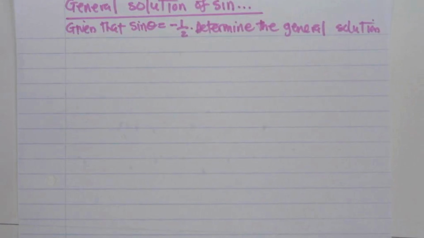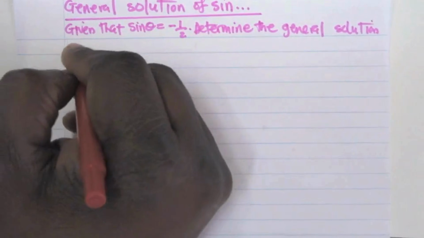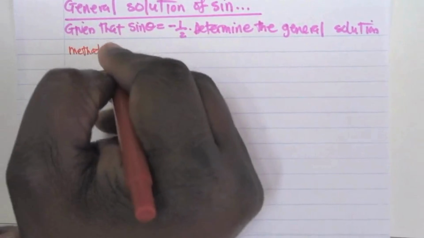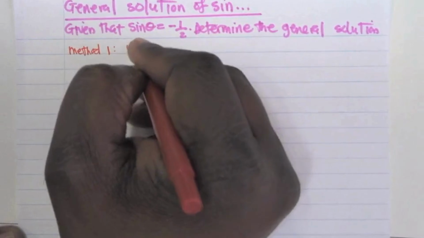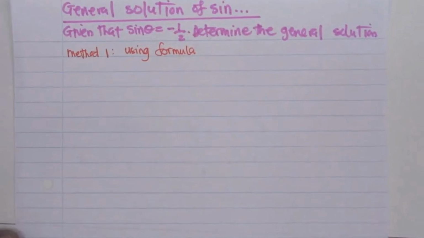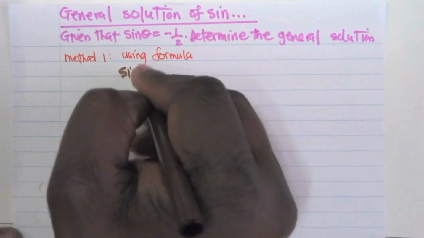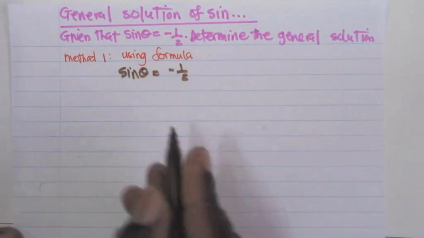In this question here, we are given that sine theta is equal to negative half, and we are required to find the general solution. I'm also going to use two methods. Method 1, I'm going to use the formula. And according to the formula here, when it comes to sine, we are going to get two general solutions. So I'm given here sine theta is equal to negative half.